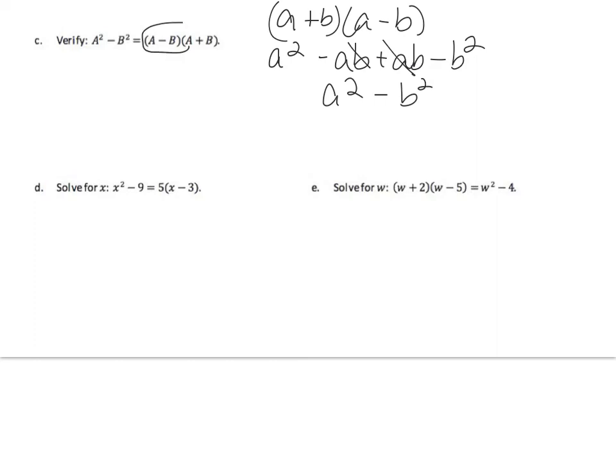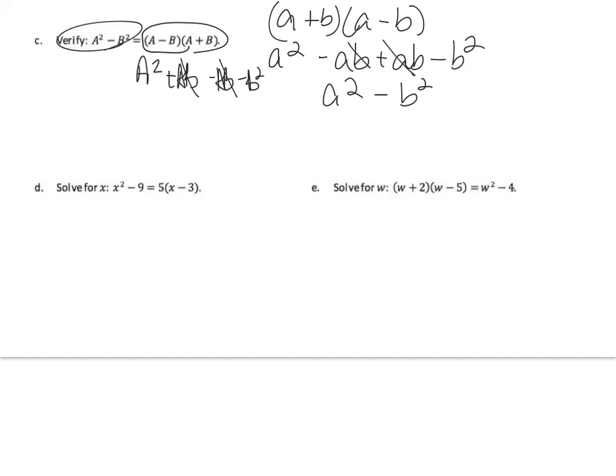Because if I FOIL this, I'll have a squared, outer is going to be plus ab, inner is minus ab, and then last will be minus b squared. Those cancel, and I'm left with that at the beginning. Cool? All right, let's do something a little different.